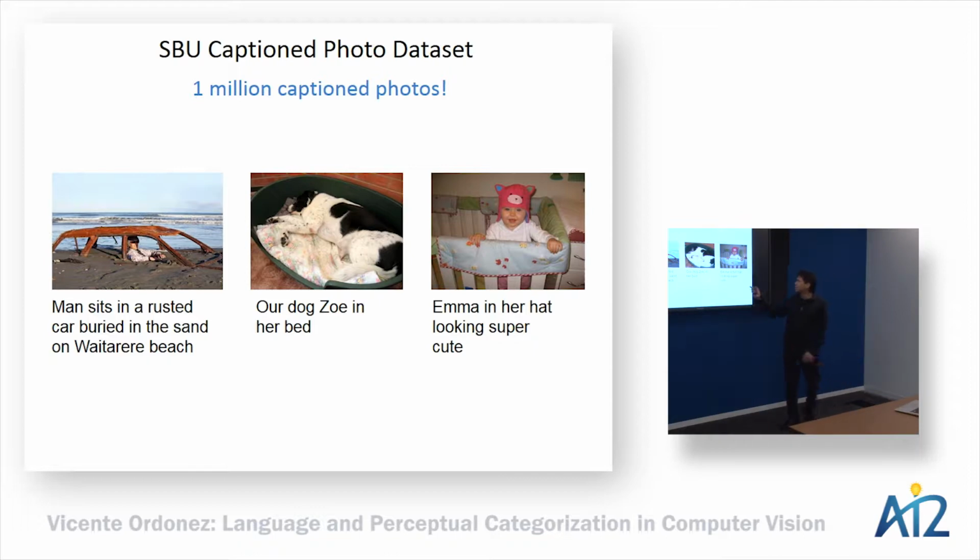And it has descriptions like these, or dog Zoe in her bed, or Emma in her hat looking super cute. And so they're very visual. They still have some information that might be overly specific, like nouns of particular objects, the names of particular objects. So in that sense, these might not be transferable, but we did something to generalize these captions also.